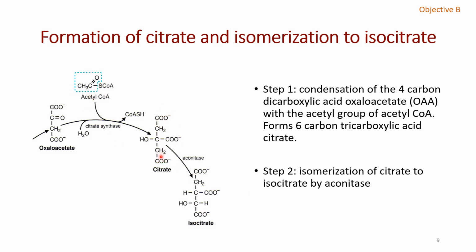The next step is to do an isomerization reaction where you change the citrate to isocitrate. And the main point that you notice is right here, there is an OH at position number 3, and you want that OH now to be at position number 4, and that's what happens. And there's a reason for that.